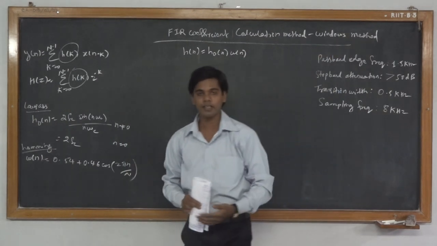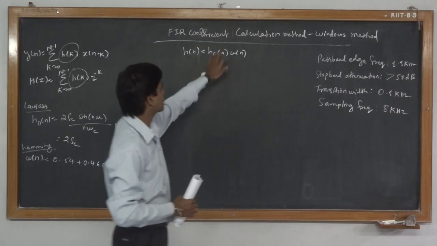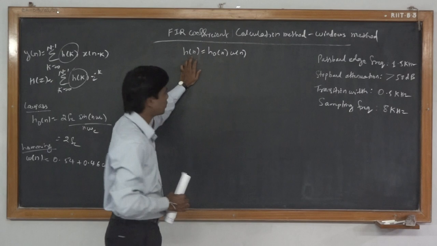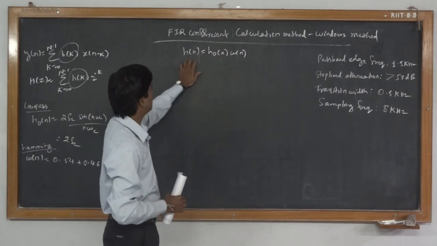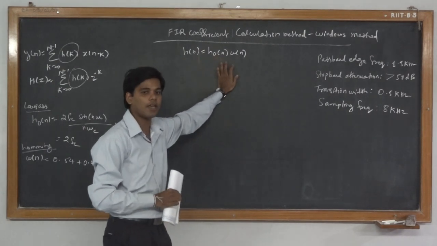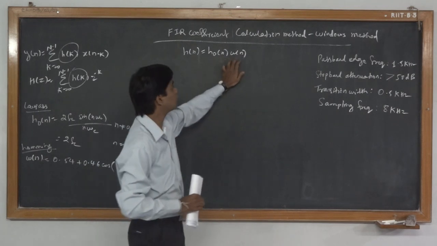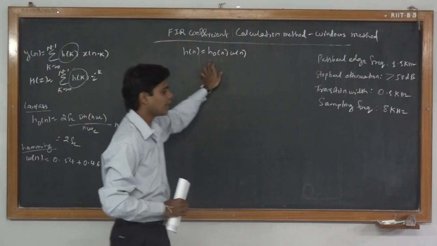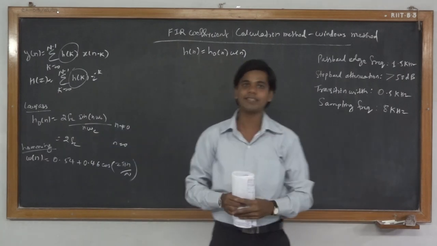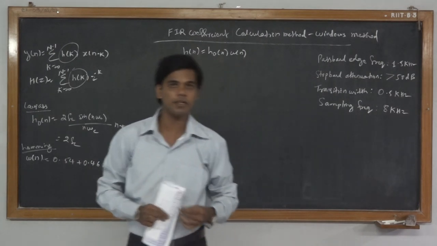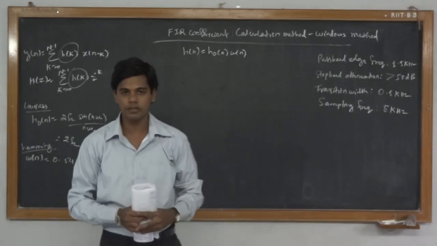When it comes to the window method, as I said, we are trying to calculate the values of the filter coefficients, and the filter coefficients h of n are given by this particular formula: hd of n multiplied by w of n, that is omega of n. This is a window function, and hd of n is the ideal impulse response. This ideal impulse response depends upon whether we are designing a low pass filter, high pass filter, band pass filter, or a band stop filter.